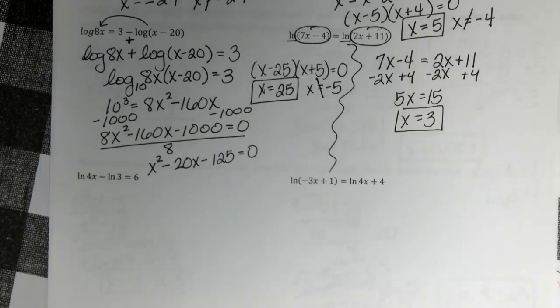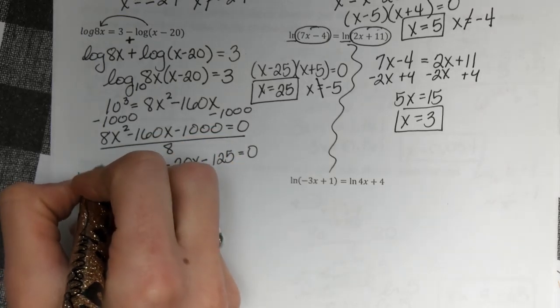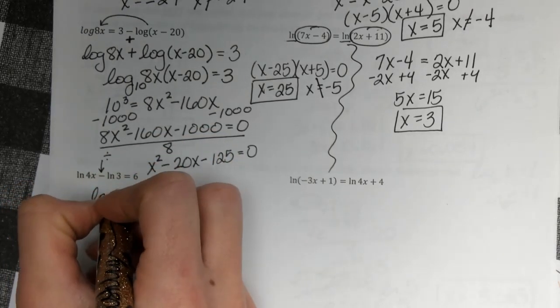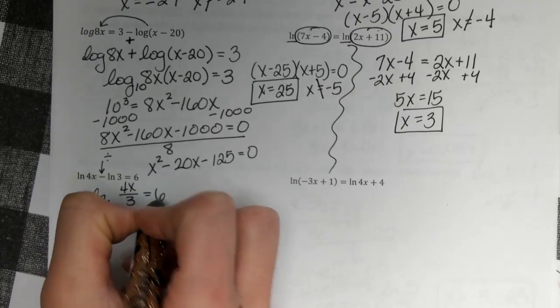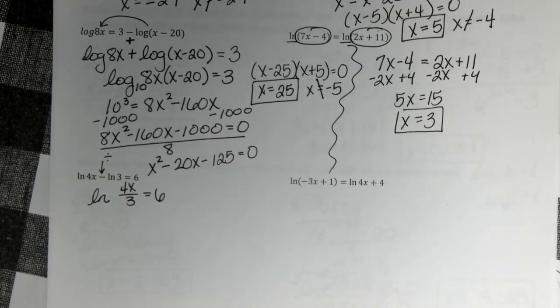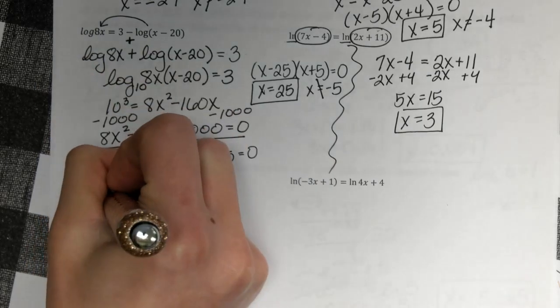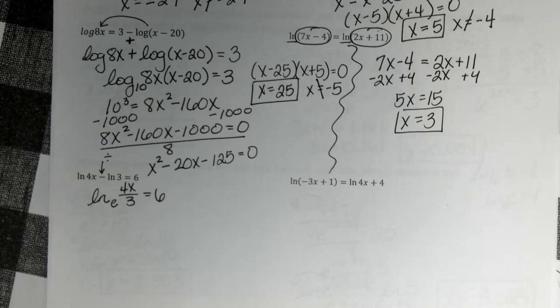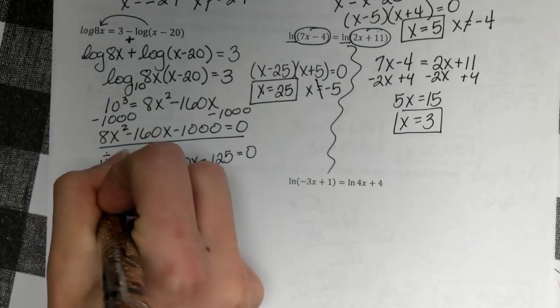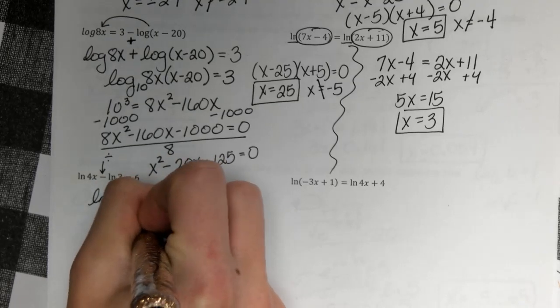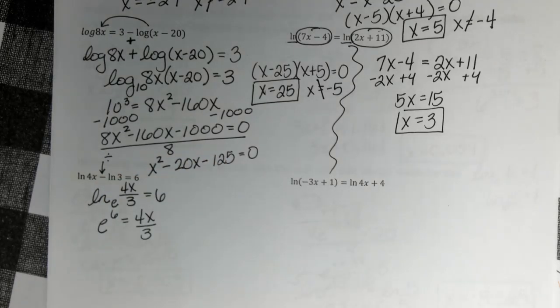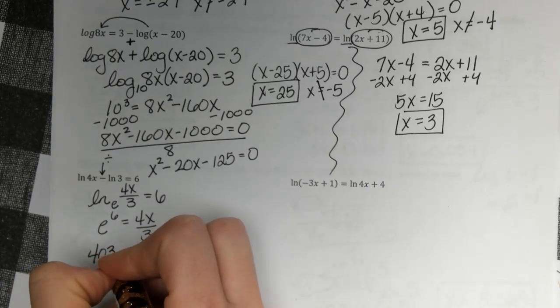Okay, so then if I have natural log of 4x minus natural log of 3 equals 6, you've got to divide 4x by 3. My minus means I'm going to divide, so I've got a fraction, 4x over 3. Now my natural log has a base of e. So when I put it in exponential form, that becomes e to the 6th is equal to 4x over 3. So e to the 6th is 403.429.